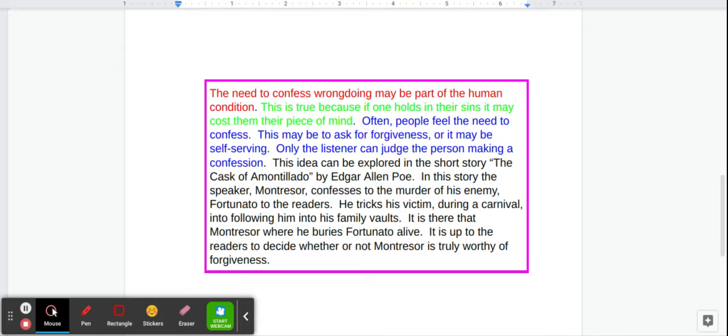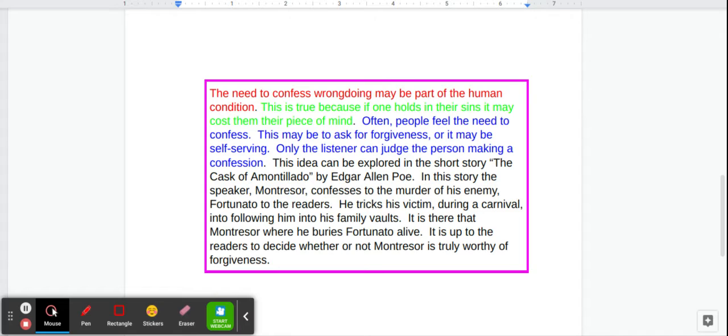This is true because, sentence two, I always want you to start sentence two with "this is true because." That's the most clear and the quickest way to answer the question why. It's true. Why? Because this is true because if one holds in their sins, they may cost them their peace of mind. I don't know, maybe that's true in the story. Maybe Montresor is crazy at the end when he's confessing to the readers.